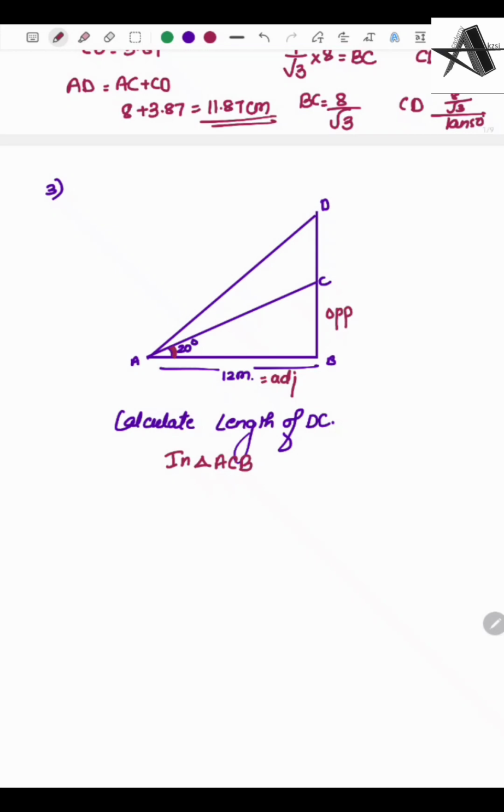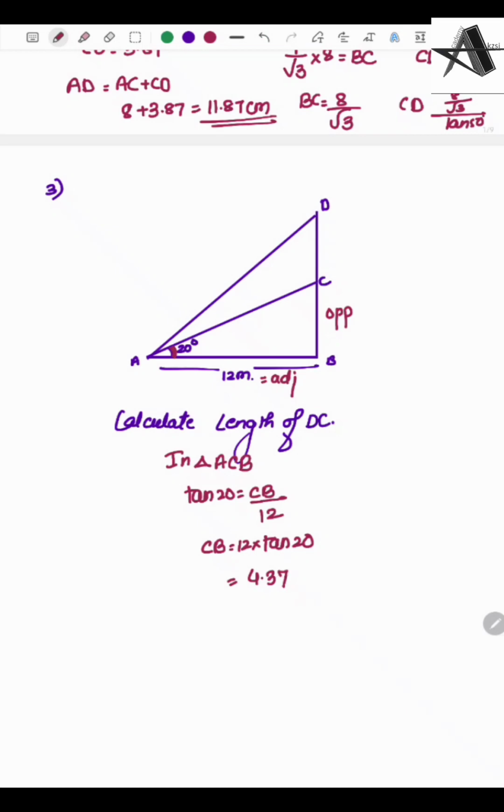So I have to calculate CB. Ultimately, if I want to calculate DC, I should know the CB. So vertical height is required, opposite is required. I'll apply tan theta. So tan 20 degrees is equal to opposite, which is CB, over adjacent, which is 12. So CB is 12 times tan 20 degrees. This will give me the answer as 4.36. Now, we can say 4.37 up to 2 decimal places.